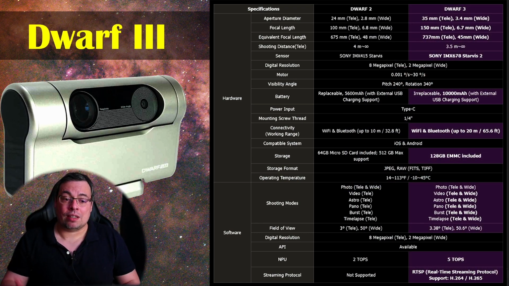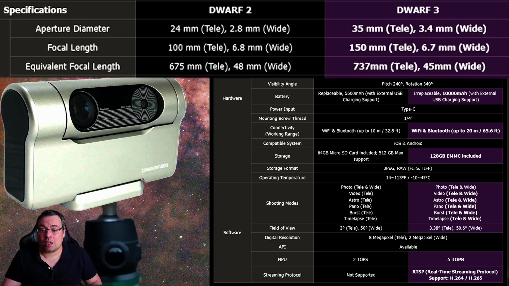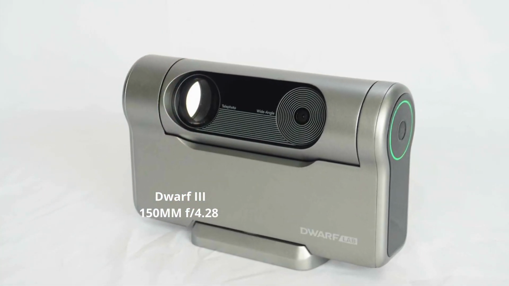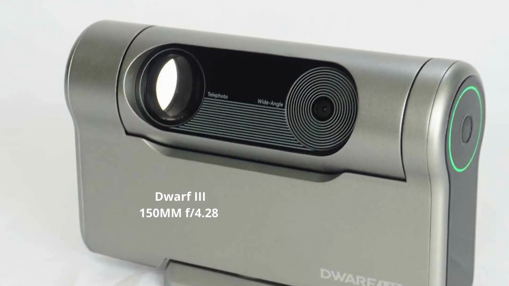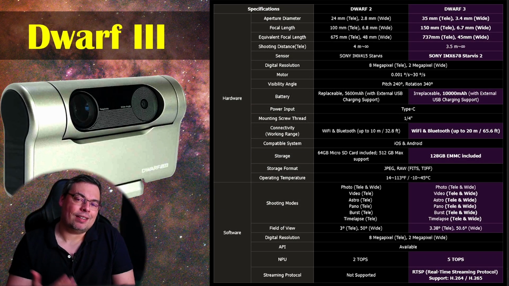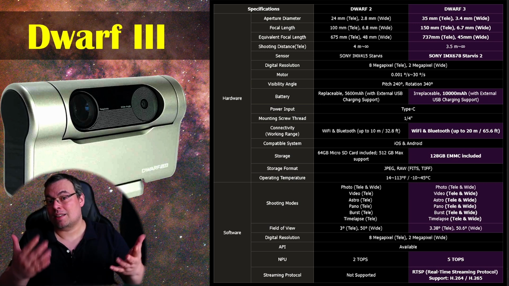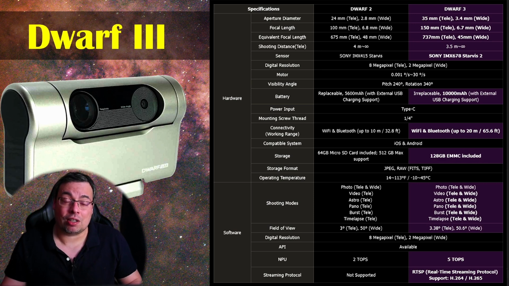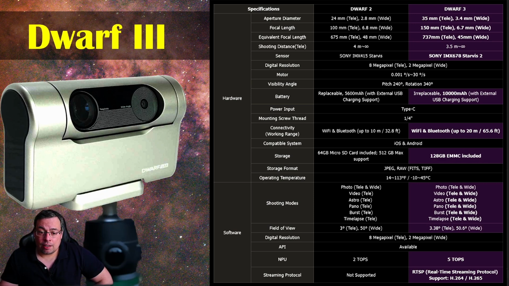Now let's continue with focal length. The new Dwarf III has a 150 millimeter focal length on the main lens, compared with 100 millimeters. Being longer, 150 millimeters combined with the aperture will give us a focal ratio of about f/4.3. So we have a similar focal ratio compared with the Dwarf II, however the resolution is better. And this translates into better image resolution and we will be able to get finer details in our astrophotography images. Equivalent focal length: 675 mm on the Dwarf II and 737 on the Dwarf III.